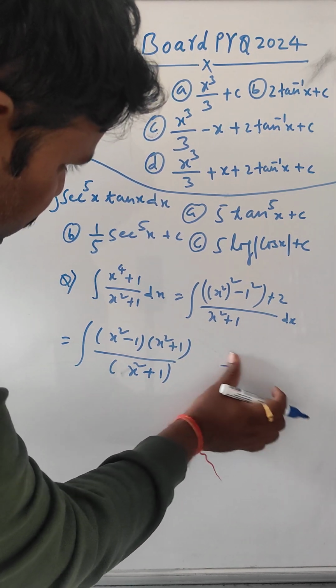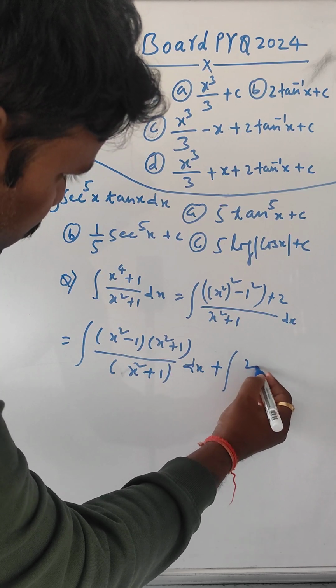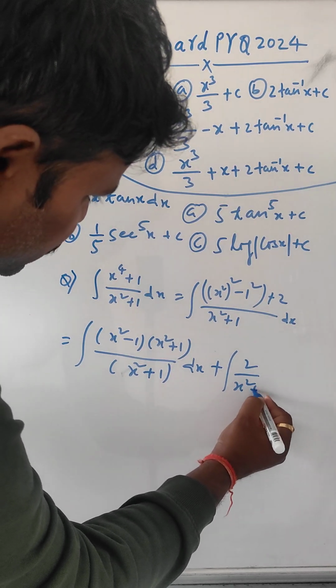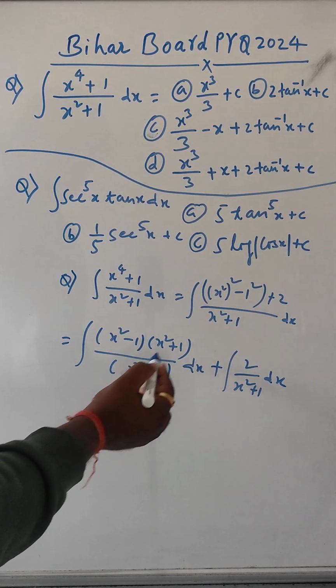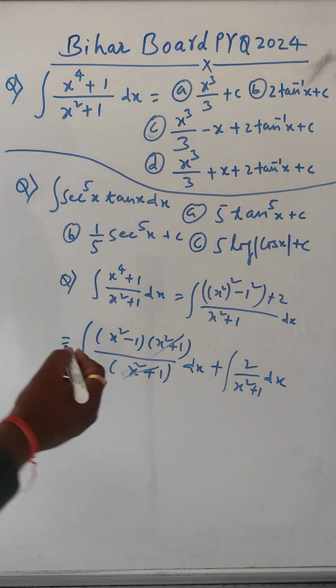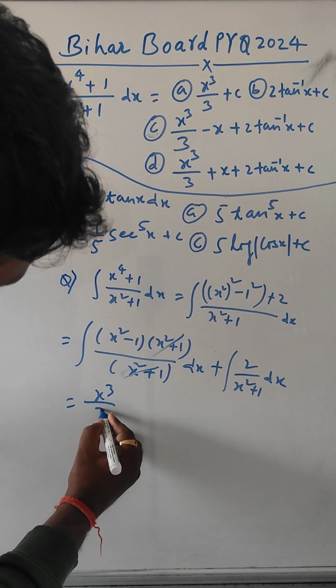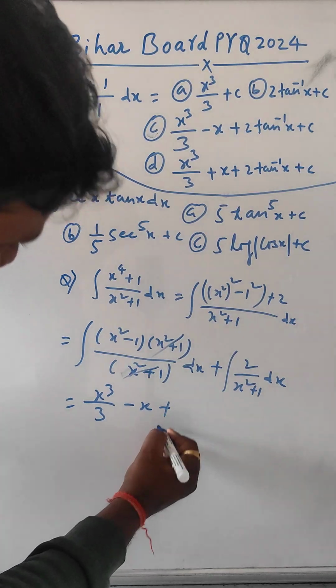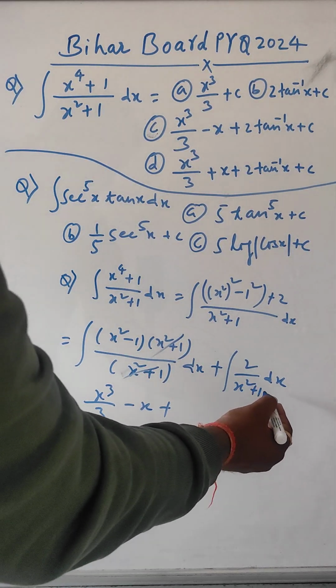Here we can do it like this also. This is dx and plus 2 over (x^2 + 1) dx. So now this gets cancelled. So now this is x^3/3 minus x plus, here, 1/(x^2 + 1).